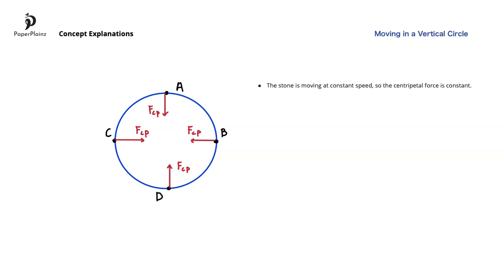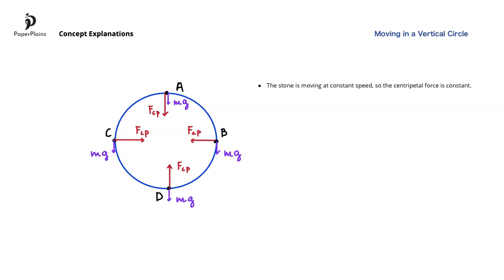So what force or forces provide this centripetal force? Let's examine what happens at each point. No matter where the stone is, the gravitational force always acts on it. This force is pointing downwards. The other force that acts on the stone is the tension in the string.